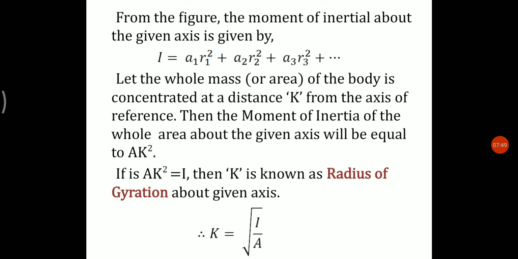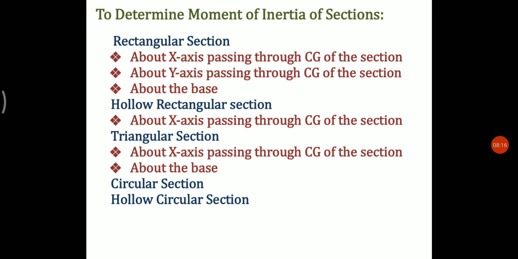Now let the whole mass or area of the body be concentrated at a distance k from the axis of reference. Then the moment of inertia of the whole area about the given axis will be equal to A k square. Now if A k square is equal to I, then k is known as the radius of gyration. So if we simplify for k, we will get the expression for k as square root of I by A.